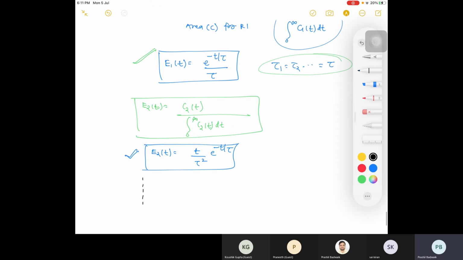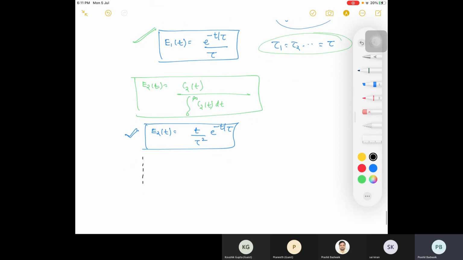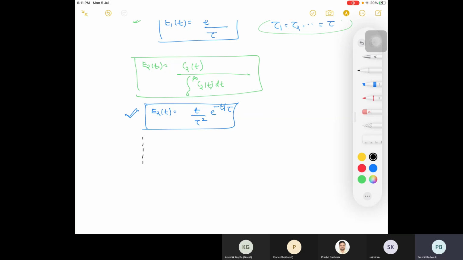Now if you do such iteration for n number of reactors, you will have En. You need to tell what is your En(t). What does that signify?